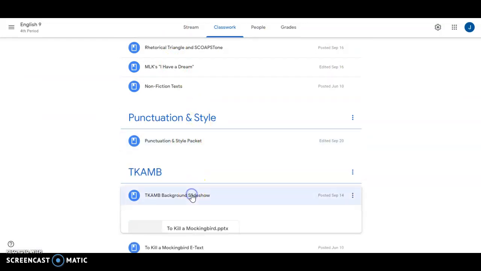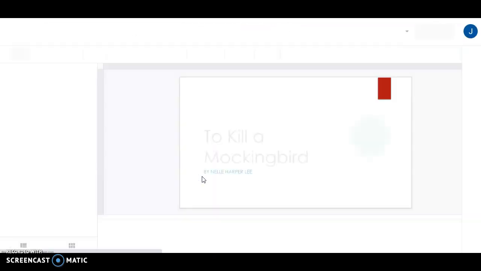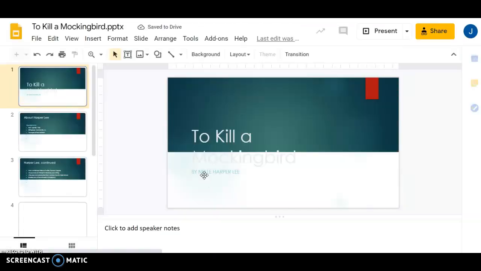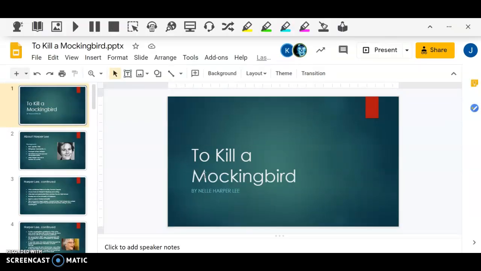The rest of class we spent actually talking about this To Kill a Mockingbird slideshow, which is pretty informative. It sets the stage for the book that we're getting into here, written and published in 1960 and yet set in 1933 to 1935 in the South, and some good information about Harper Lee and the characters and the background information you'd need to understand what's going on in the text there.